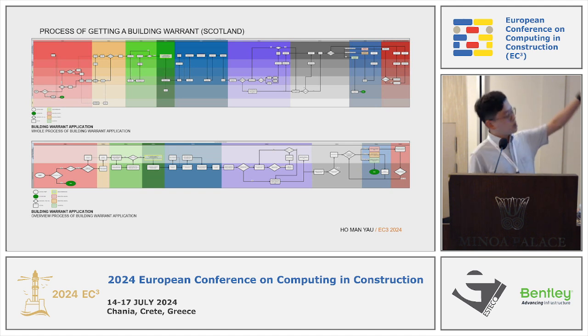The upper part is the whole process, and the lower part is just an abstract of the process. In general, it can be divided into 8+1 stages. The red one, from left to right, is before you apply for the building warrant. Second, yellow, apply for a building warrant. Light green, the local authority assesses your building warrant application.